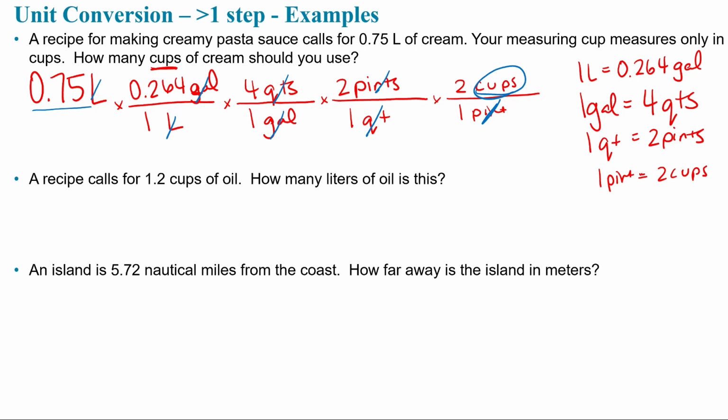So my calculations are going to be 0.75 times 0.264 times 4 times 2 times 2. And so my answer is 3.168. This is 2 sig figs in it. And so rounding my answer to 2 sig figs, it would be 3.2 cups.